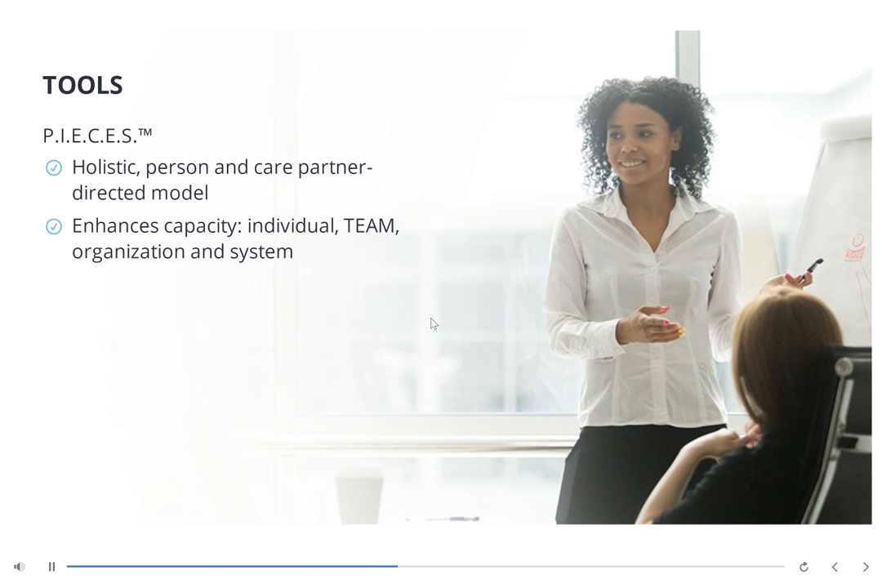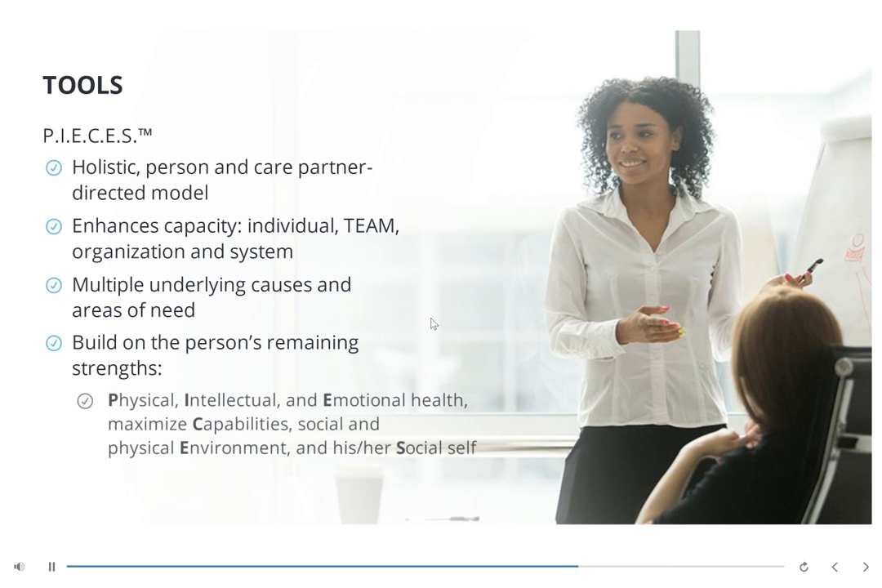This framework supports care across the system with a focus on health promotion, prevention, and chronic disease management. It encourages the whole team to consider multiple underlying causes of behavioral expression and areas of need. Strategies build on the person's remaining strengths, considering the person's physical, intellectual, and emotional health. Supportive strategies maximize capabilities, the individual's social and physical environment, and his or her social self, for example, cultural, spiritual, and life story.